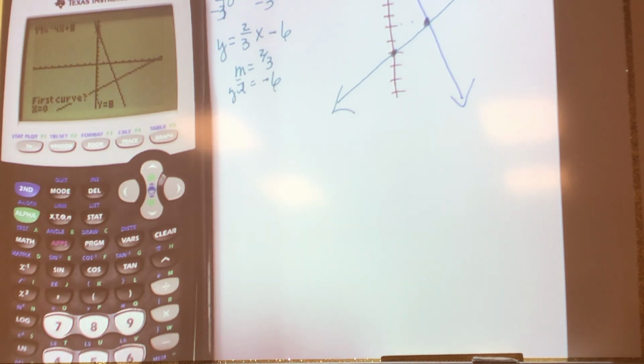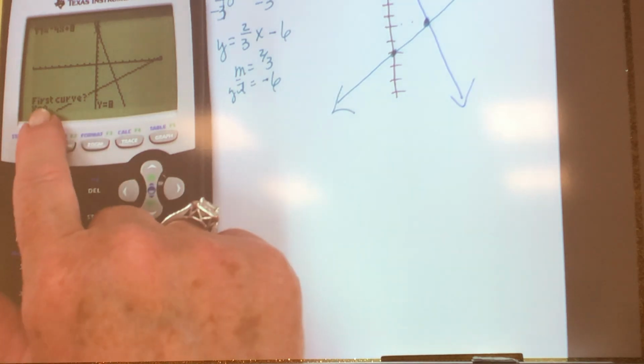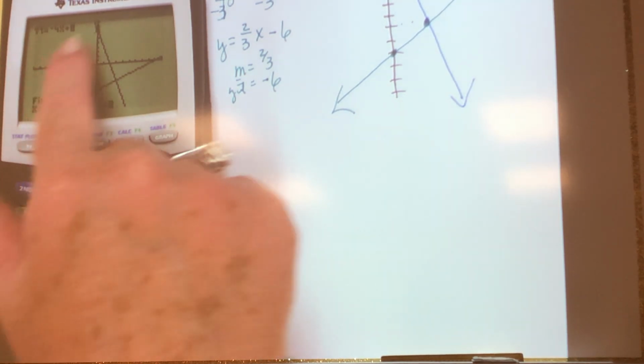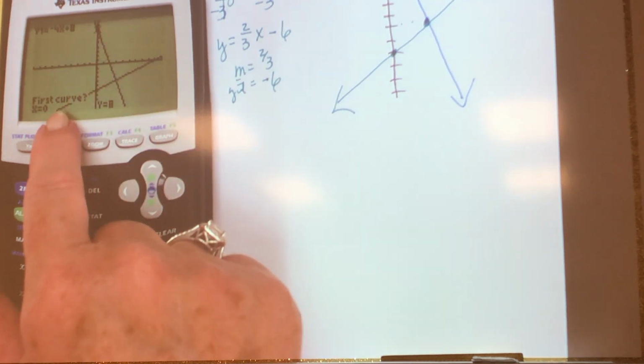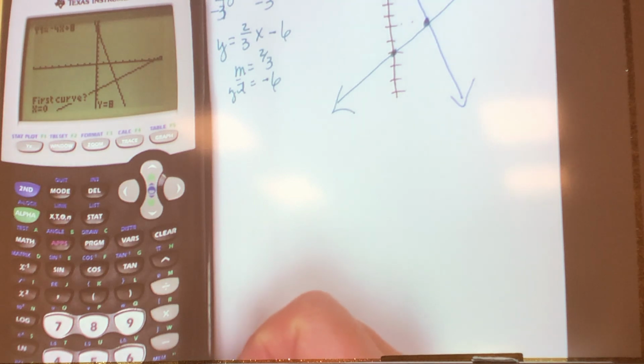Now look what he's doing. He's asking me questions. Okay? So do you see my spider right there? He's jumping up and down. And he's hollering, hey, lady, is this your first curve? And there's my equation right there. So it gives me the equation. He's showing it to me, and he's asking me this question. Is that my first curve? Yes, it is. So I'll press enter.